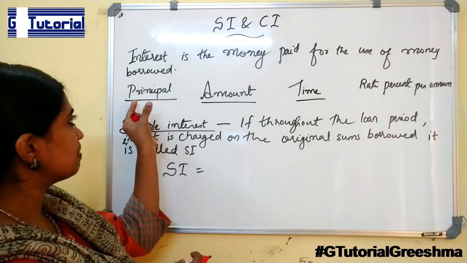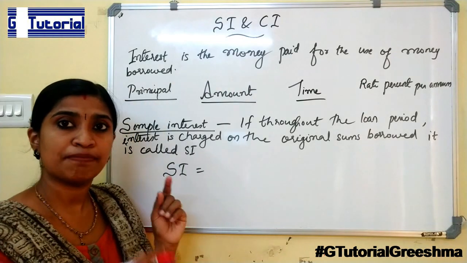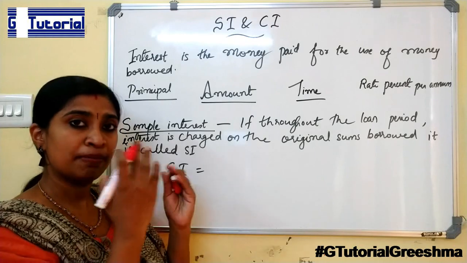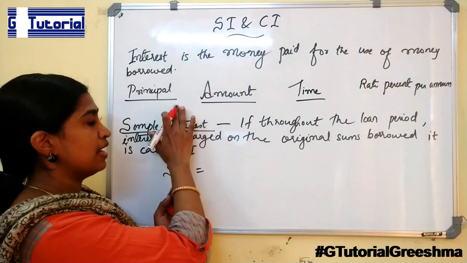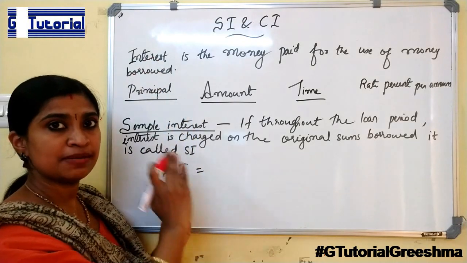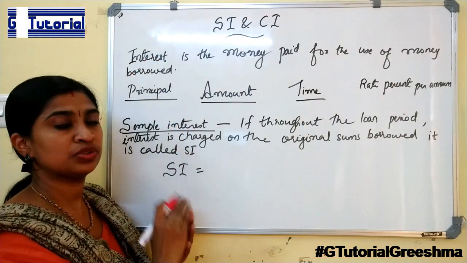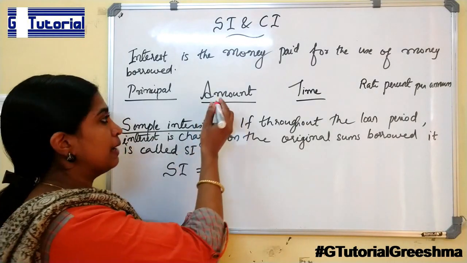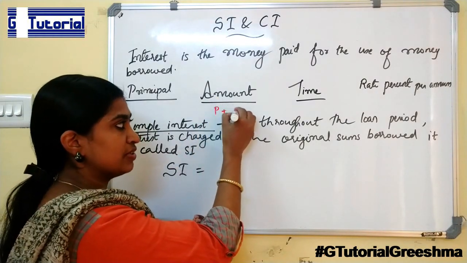Next, let us see what is meant by principal. Principal is the money that is actually borrowed from the bank or money lender. The money that is borrowed is called principal. And the principal plus the interest, that is the money that is returned back to the bank or the money lender, is called amount. Amount is equal to principal plus interest.